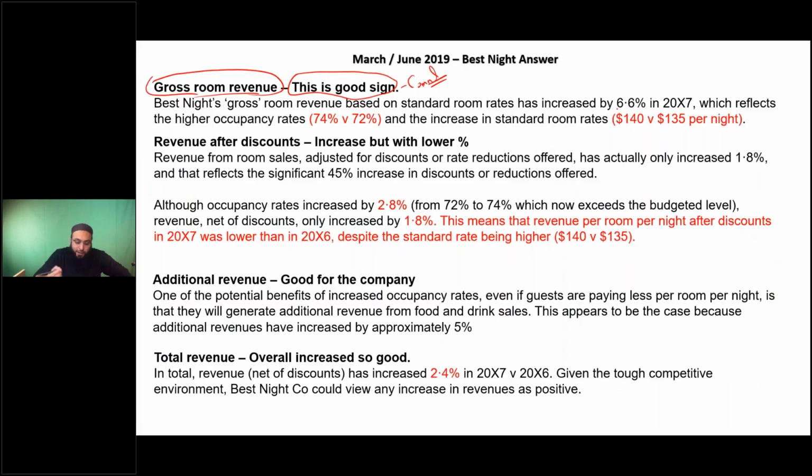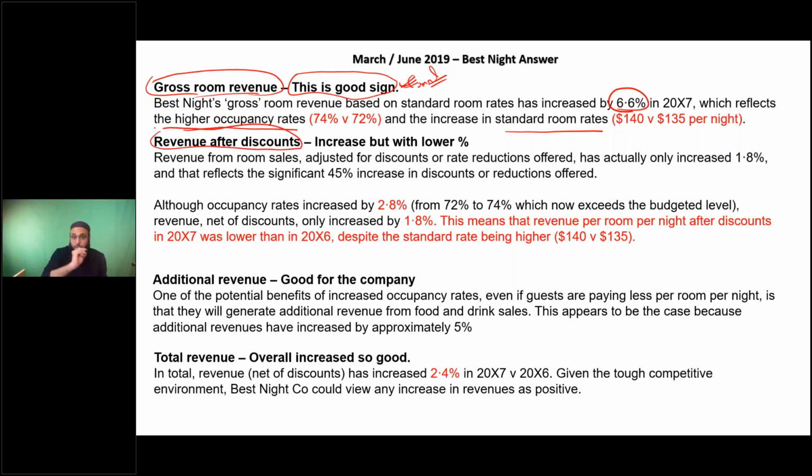This increase of 6.6%, which is good, this is a comment, is because of higher occupancy and increase in the standard room rates. Perfect. First heading, then under this heading, you write a comment and the reason for that in a paragraph form. Perfect. Now I'm coming towards the revenue after discount.